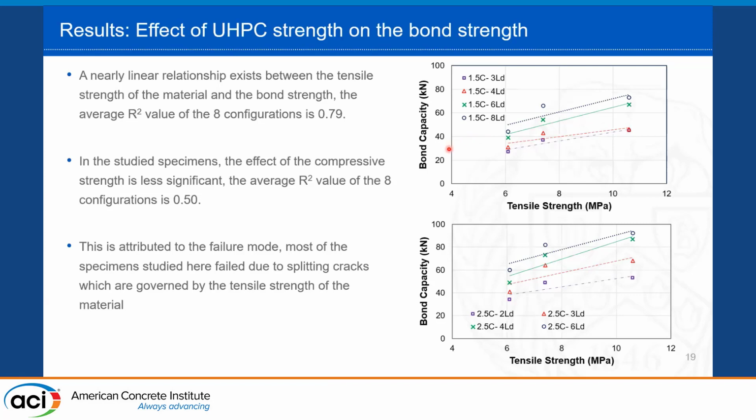So the effect of material strength on the bond capacity in this case is considered. It was found that the tensile strength is directly related to the bond capacity of the specimen. So a nearly linear relationship can be obtained here between the tensile strength of the material and the bond capacity for the 8 different configurations studied here. The average R square value for these different curves is 0.79, which indicates good correlation. On the other side, when comparing the compressive strength of materials, which is usually used for design, with the bond strength, we don't get the same behavior, so we get worse correlation with average R square value of 0.5.